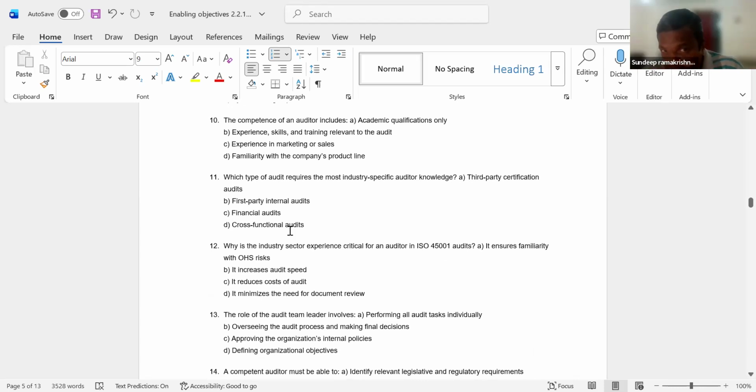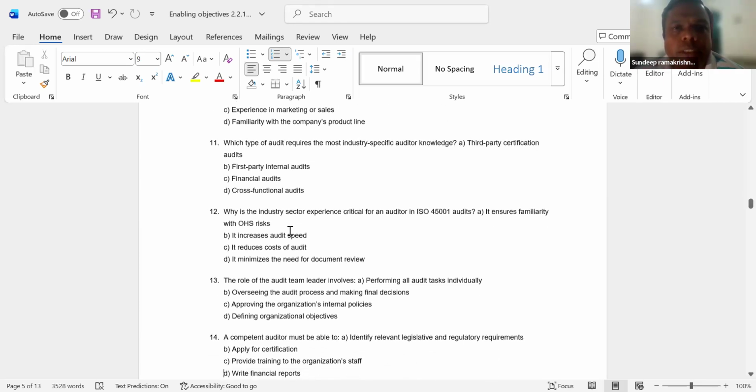Question 10. The competence of an auditor includes: A, academic qualification only; B, experience, skills, and training relevant to the audit; C, experience in marketing or sales; D, familiarity with the company's product line. It's B, experience, skills, and training relevant to the audit. B is most right. See, education, training, and experience. Any standard, if you go to 7.2, it will talk of these 3 points. Right. Next question.